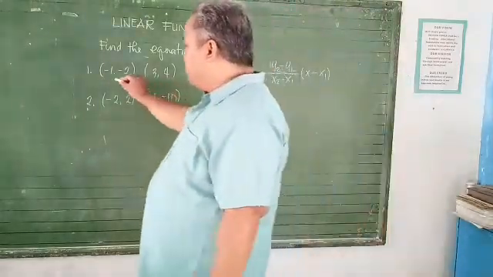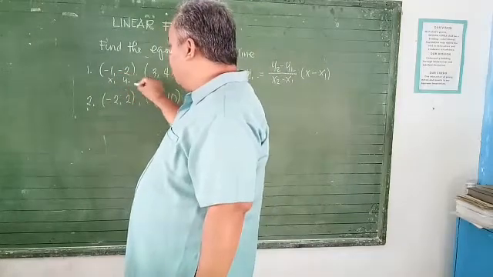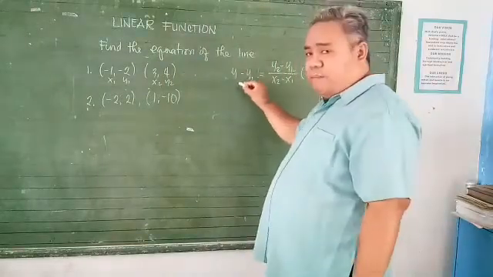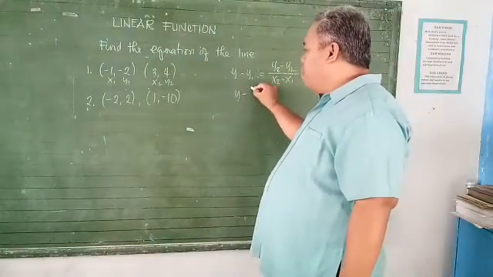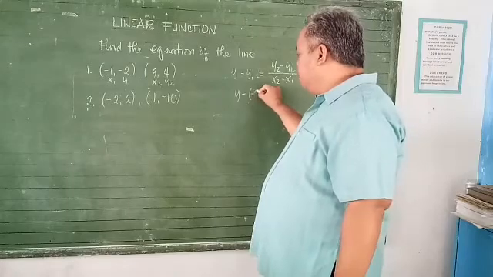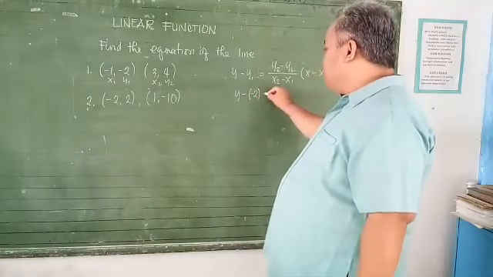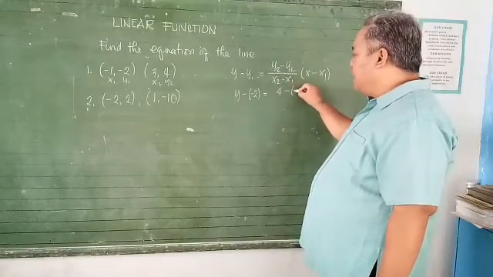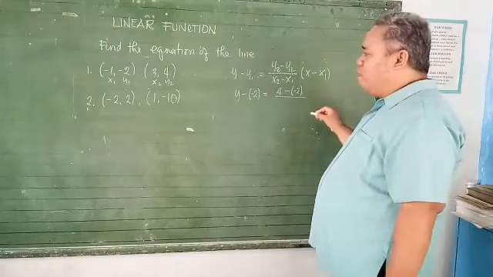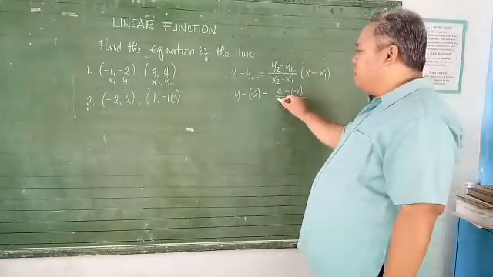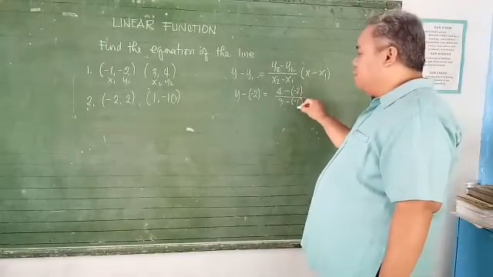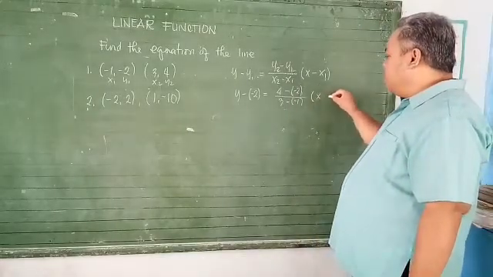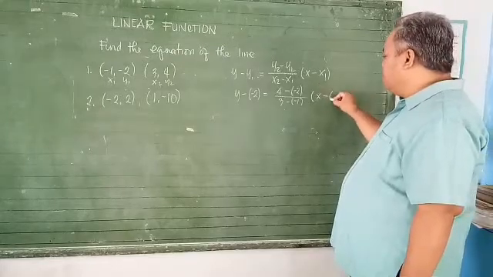So all you have to do is write down here the legends: x sub 1, y sub 1, x sub 2, and y sub 2, so you won't get confused. Okay, this is y. So, following the pattern, y minus y sub 1, which is negative 2, so minus negative 2 is equal to your y sub 2, 4 minus negative 2, over your x sub 2, 3 minus negative 1. And this is x, and your x sub 1 should be minus negative 1.